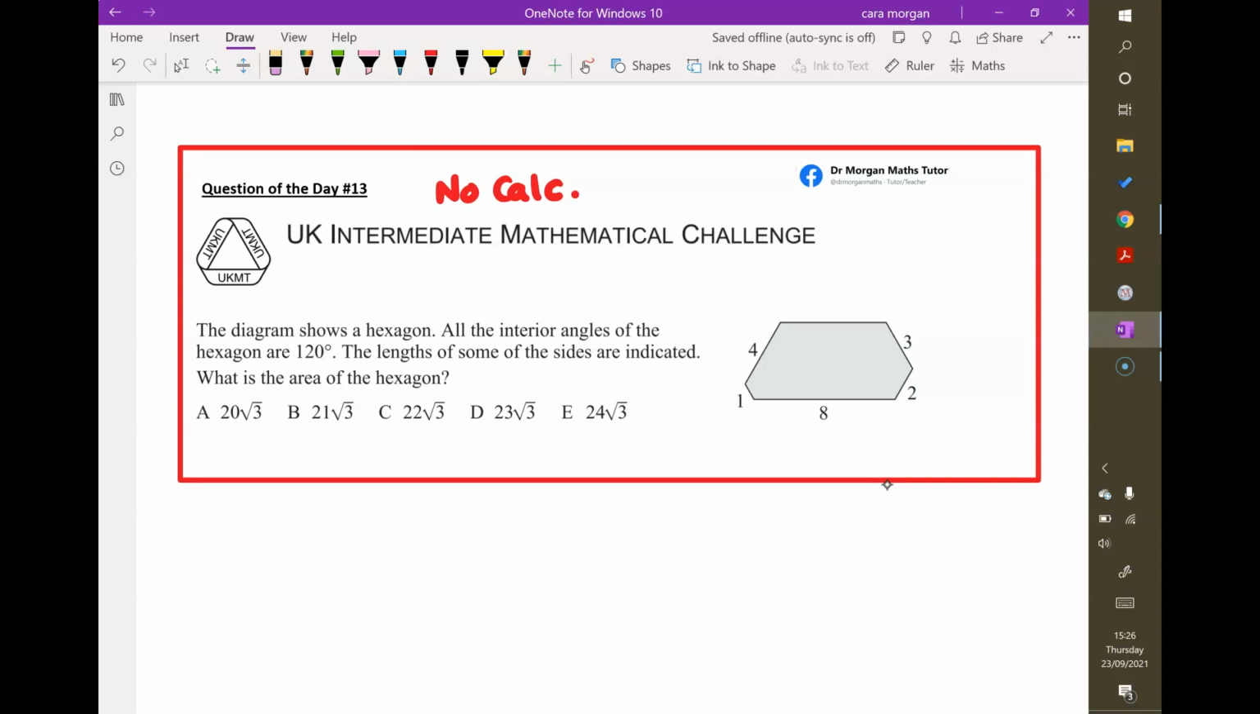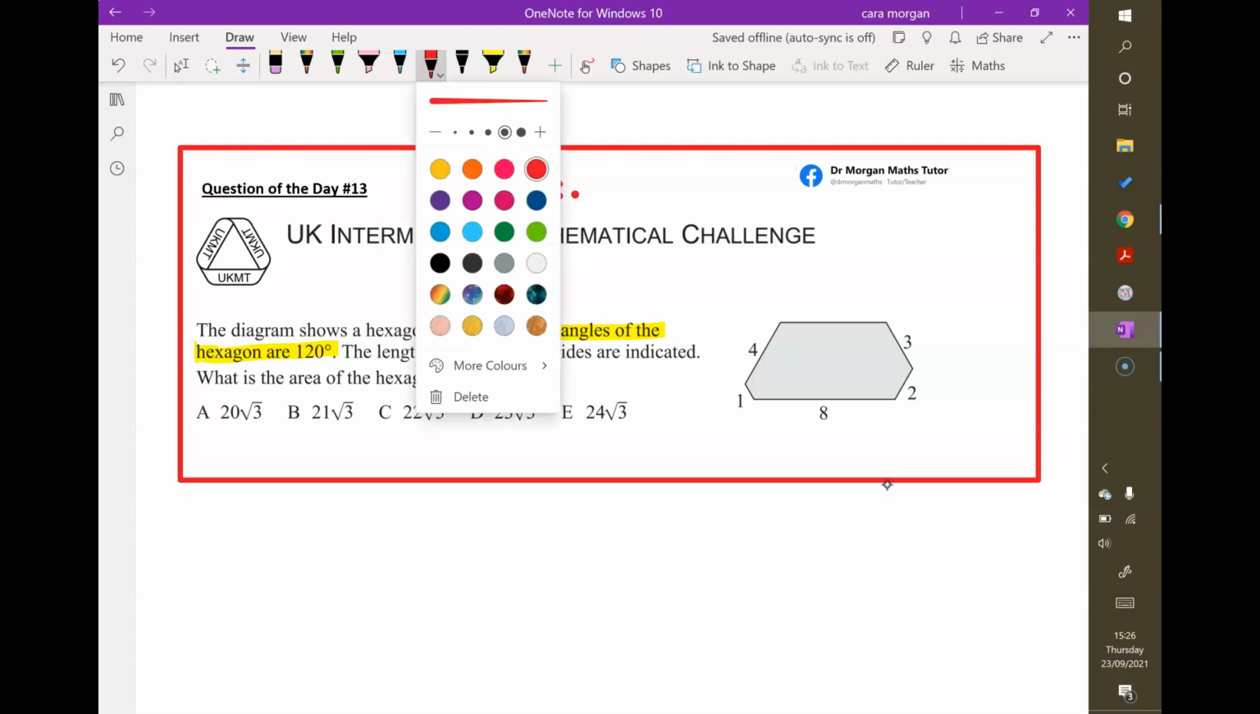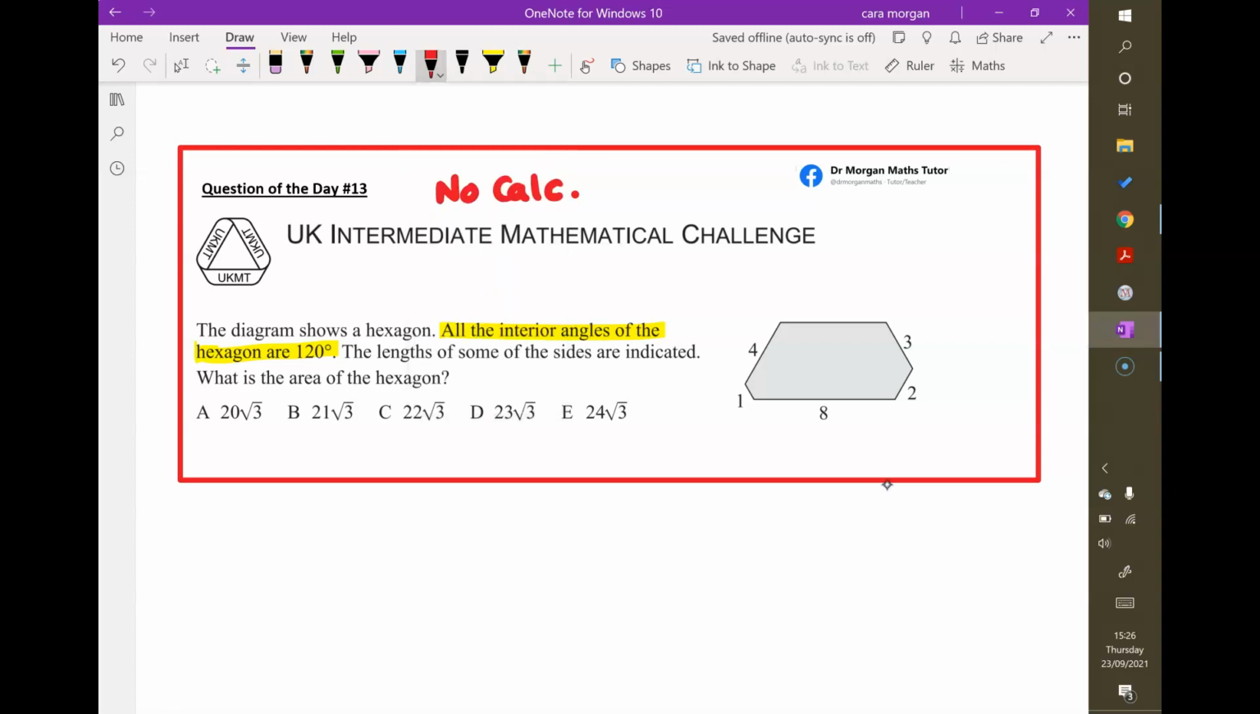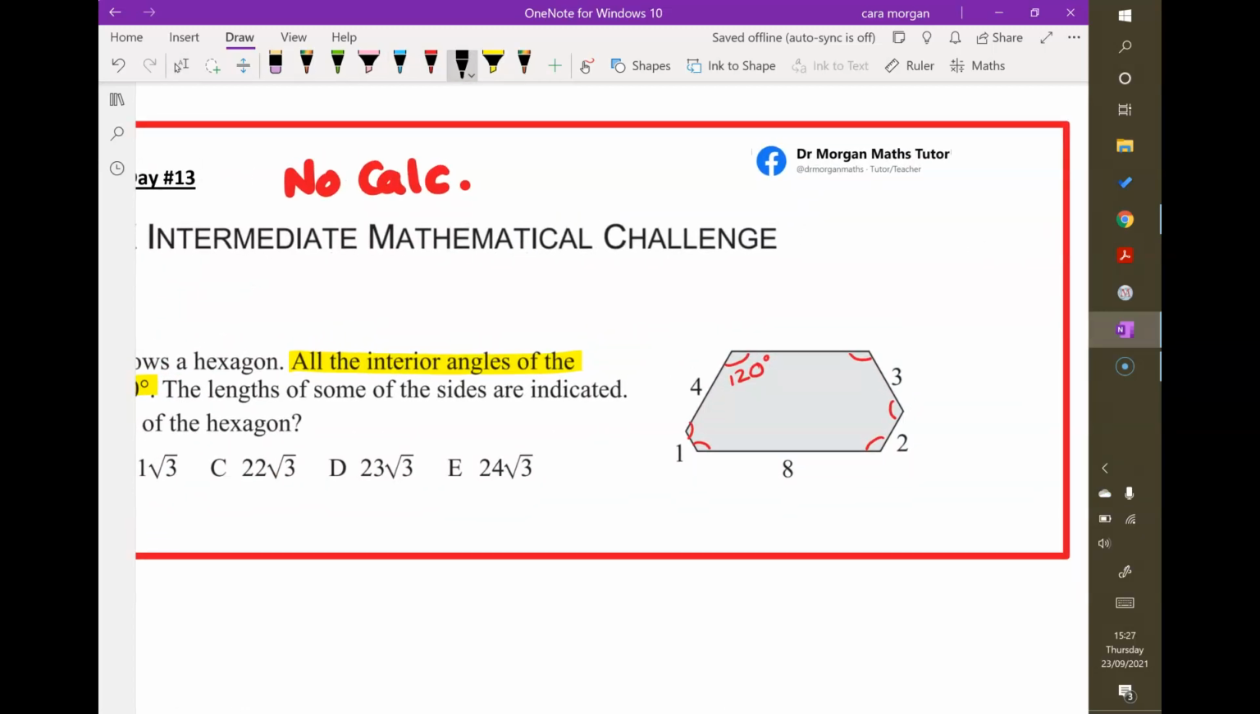Okay, so the diagram shows a hexagon and all the interior angles of my hexagon are 120 degrees. I'm focusing on that piece of information for the moment because I think that's going to be quite important. I'm just going to quickly draw red angles that are all 120 degrees. Well, that implies that every single exterior angle is going to be 60 degrees.